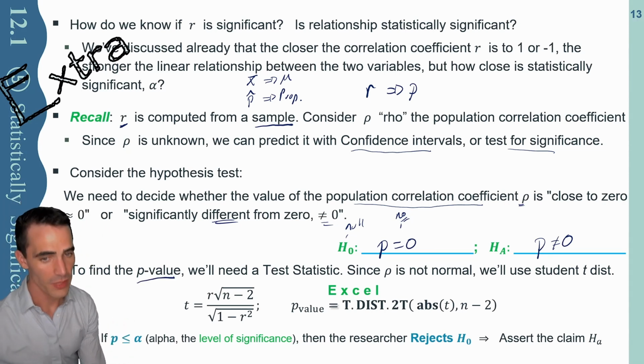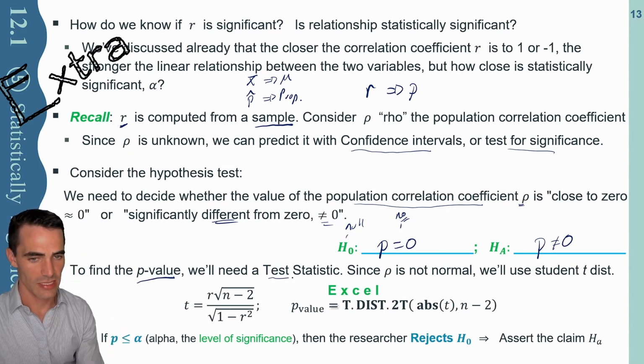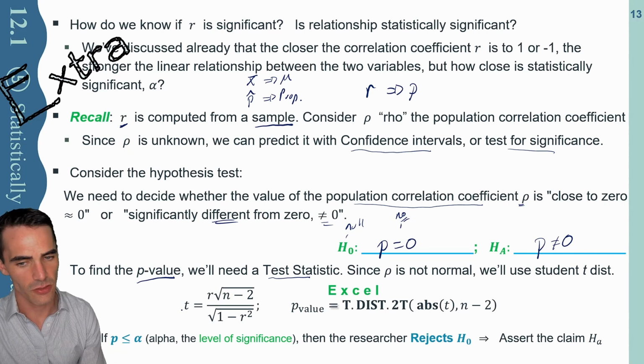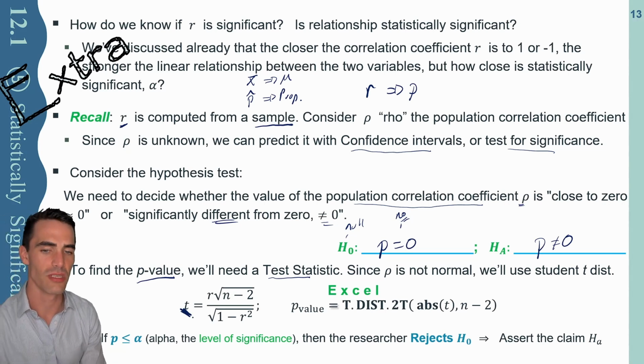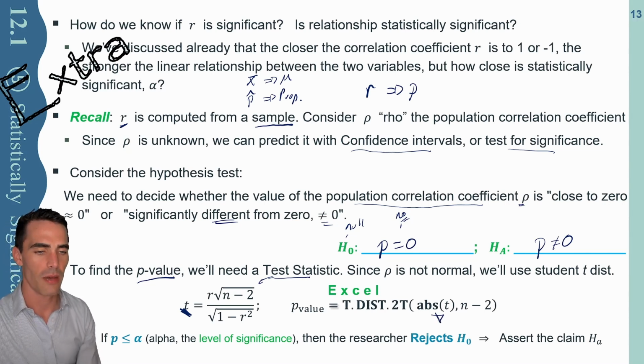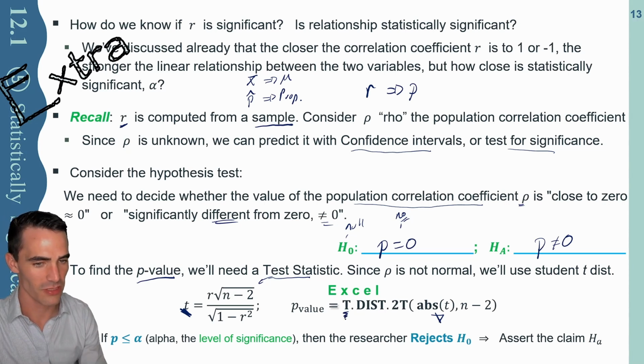We need to find a p-value and a test statistic to get that. One thing to notice here is these are pretty small sample sizes. It's going to require us not to use the normal distribution, but instead the student t distribution. So here's our test statistic, and it's with that test statistic that we can generate a p-value. ABS stands for absolute value of t. And the p-value goes like this. We're using a student t distribution. That's what the t is for.